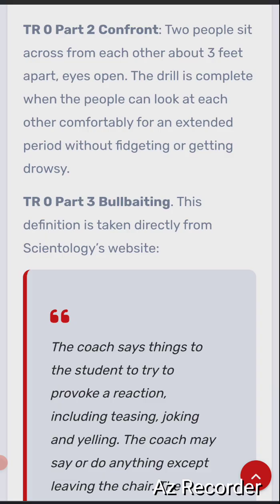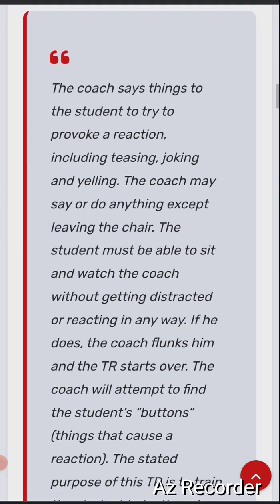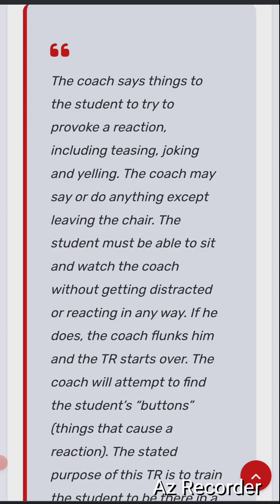TR 0, Part 3, Bullbaiting. This definition is taken directly from Scientology's website. Imagine how much good stuff we could get over there, you guys. I think we should start taking from the site itself. State evidence. The coach says things to the student to try to provoke a reaction, including teasing, joking, and yelling. The coach may say or do anything except leaving the chair.